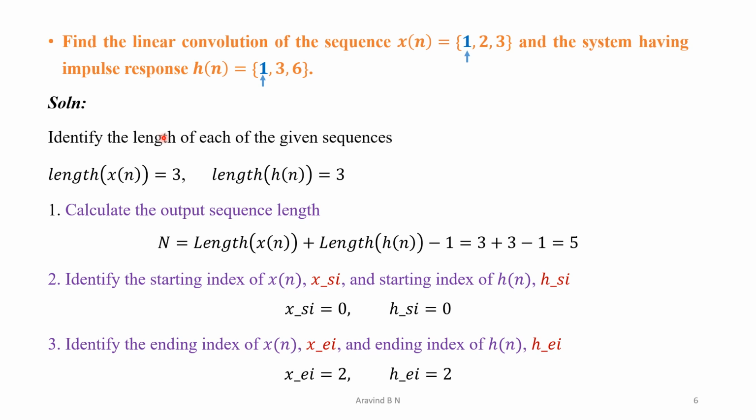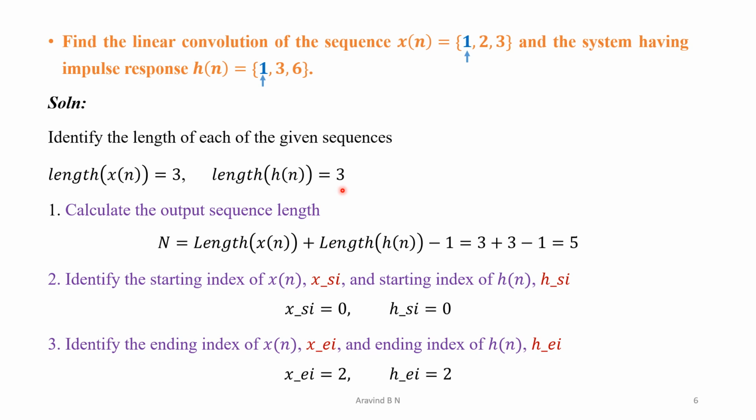Getting into the solution. Identify the length of each of the given sequences. Length of x of n is equal to 3. So in total there are 3 values. Therefore the length of x of n is 3. Similarly, in h of n there are 3 values, therefore the length of h of n is equal to 3.